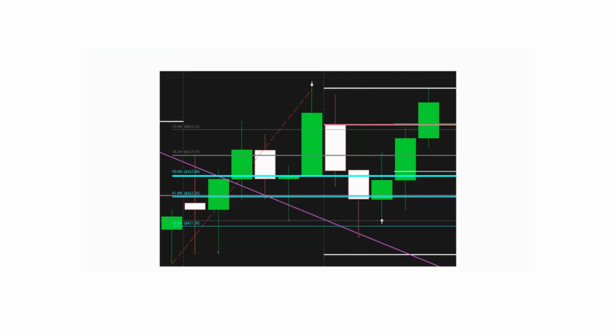All right, so another example. Here we have a clear uptrend. Low is low, high is high. And this is from the previous day also. It still respected these same fib levels, right?